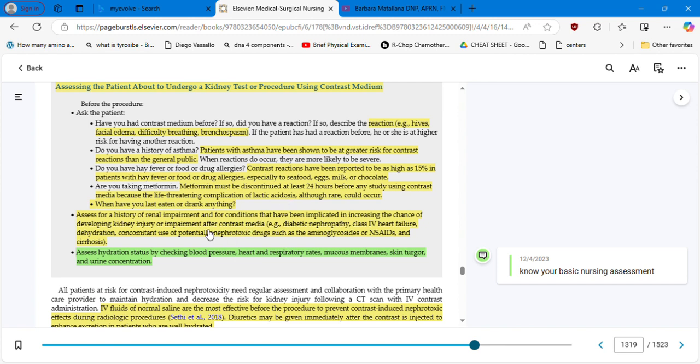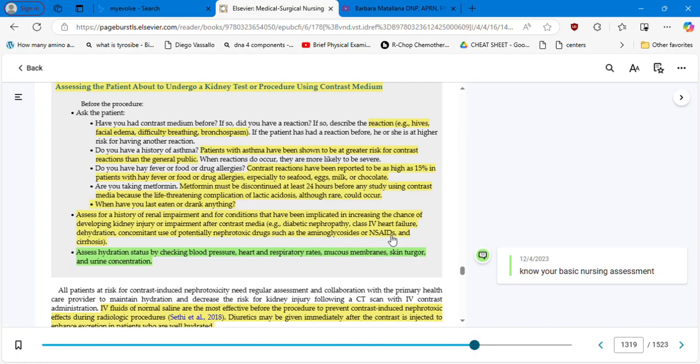When have you last eaten or drank anything? That's the question. Assess for a history of renal impairment and for conditions that have been implicated in increasing the chance of developing kidney injury. Now, if you are requesting the last lab work, the CMP, you're going to see the creatinine results, so you are already seeing the renal status, right? So that's very important.